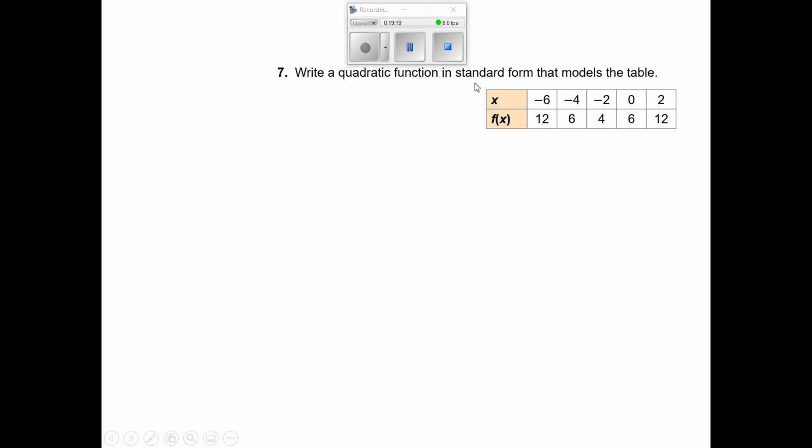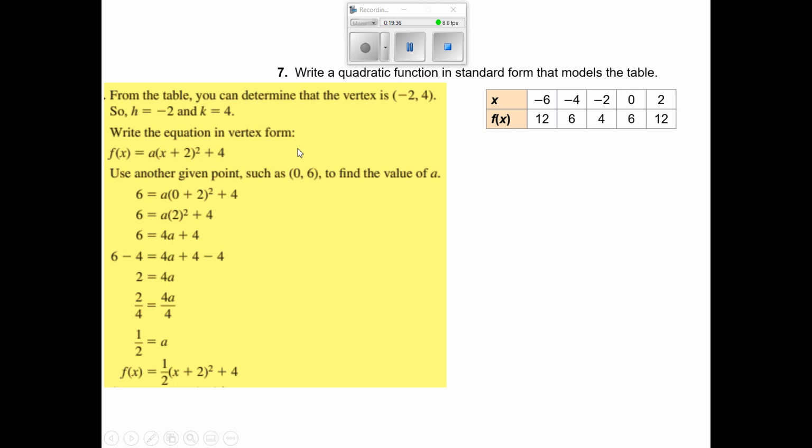So write a quadratic function in standard form that models a table. Well, I'm seeing over here I got 12, 6, 4, 6, 12. This definitely is quadratic. I know it's going to make a parabola. The first thing I can say is, well, I've got -2 and 4 make my vertex, right? So now that I got a vertex of -2 and 4, I can use my equation in vertex form, which is a times x plus 2 squared plus 4.